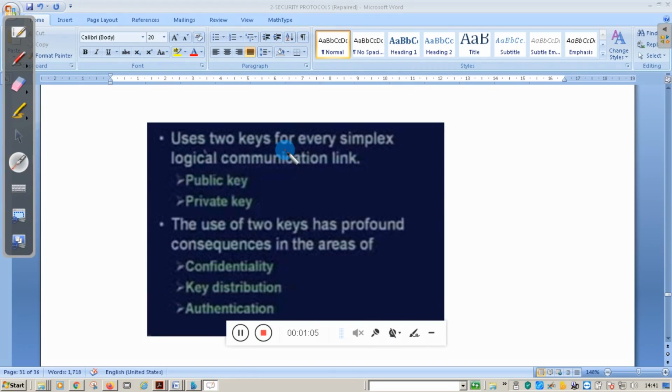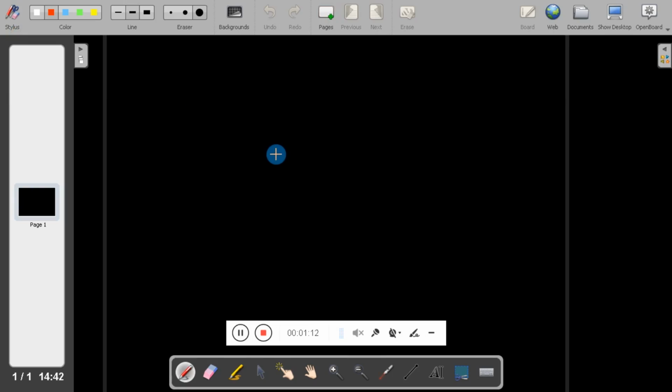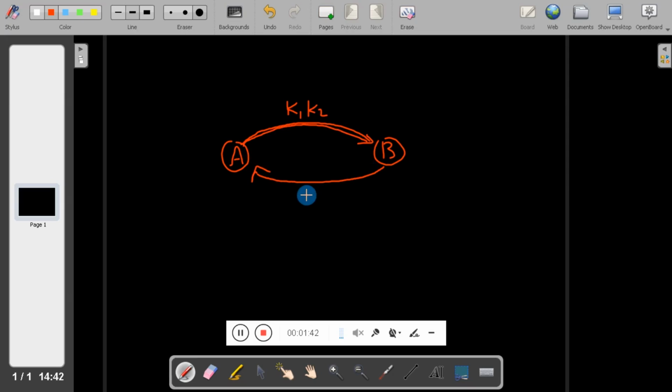Now what is the meaning of simplex logical communication link? Let me take you to the blackboard. Suppose we have two users who want to communicate. User A wants to communicate with user B. Then user A will use two keys, let us say K1 and K2, for this simplex communication from A to B. Similarly, user B on the other end will use two keys, K3 and K4, for the simplex communication channel. Totally, users A and B will use K1, K2, K3 and K4.